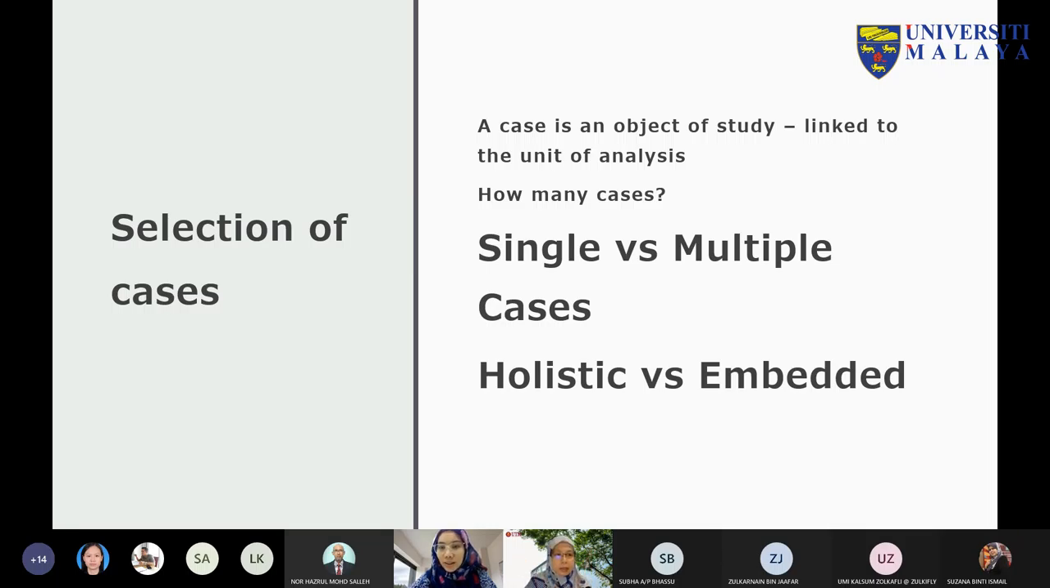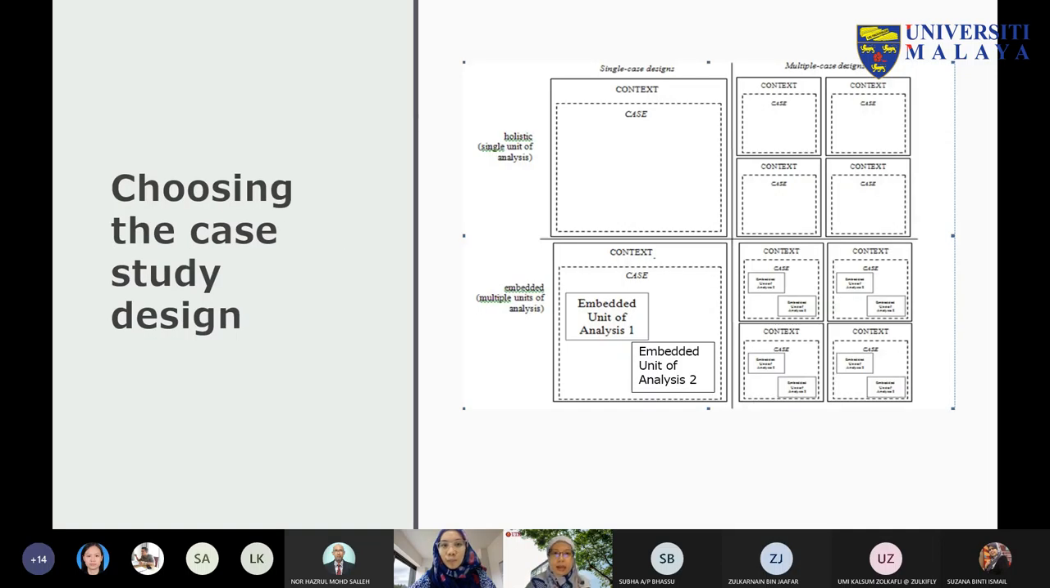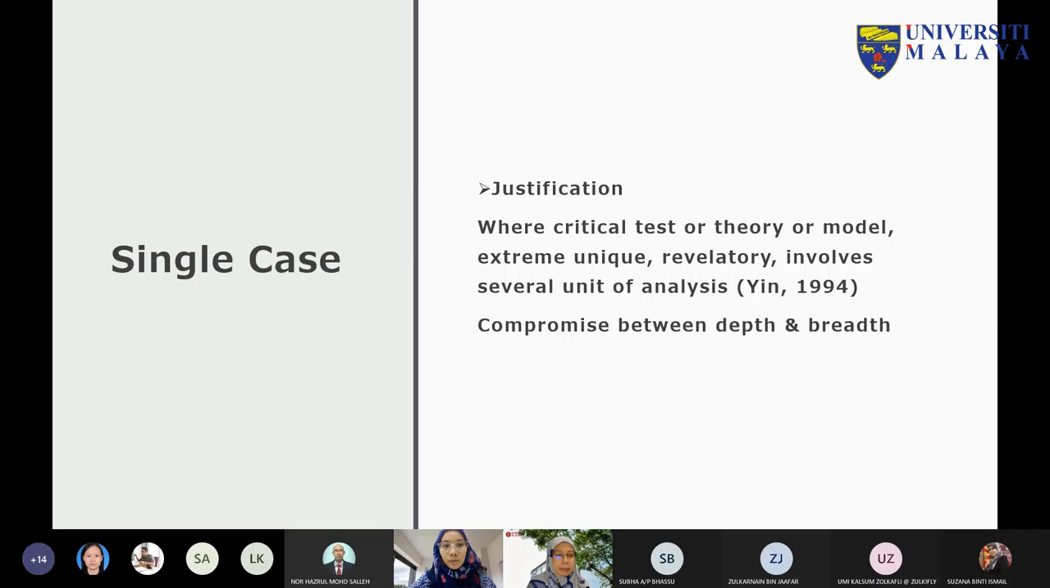Okay, already discussed this. So if multiple, you're going to look at the literal and theoretical replication. Now, literal means you're going to predict a similar result between cases.